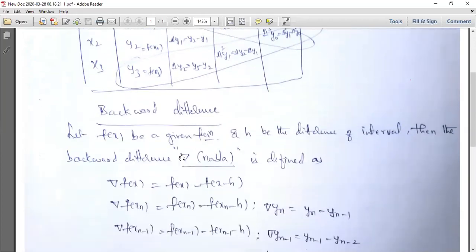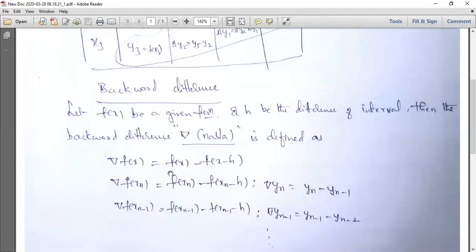Backward difference is defined by the function nabla. We can't say this is delta; this is the inverse procedure of delta, which is nabla. So let f of x be a given function and h the difference of the interval. Then the backward difference nabla is defined here: nabla f of x is equal to f of x minus f of x minus h.